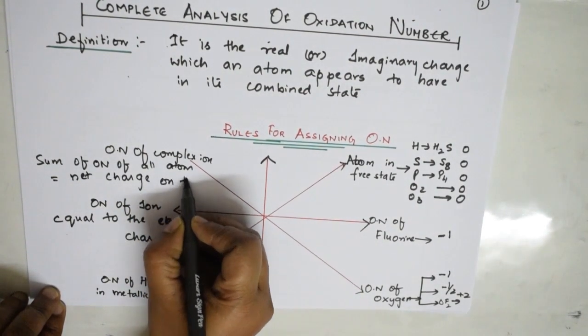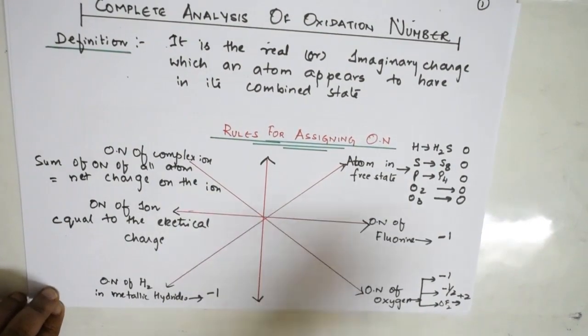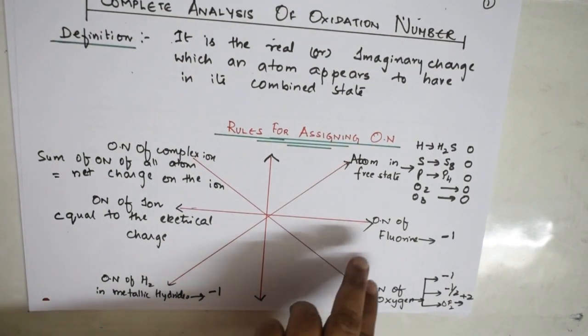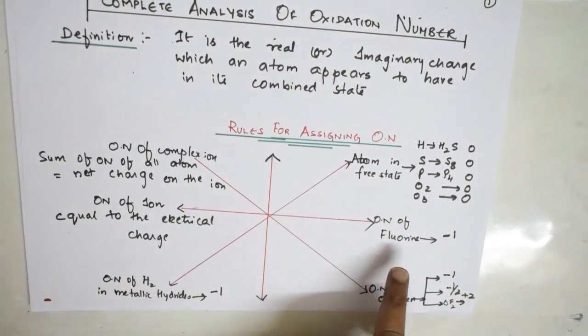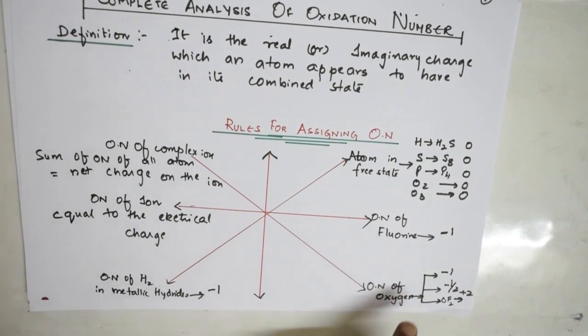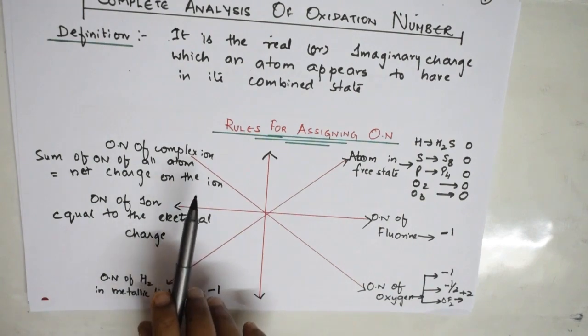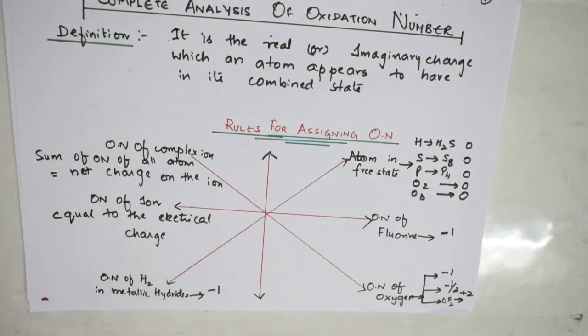Ma'am, I didn't understand this. What is this? We will see it in the next page with a little bit of examples. So first you note the rules. Here I have given the example for the free state, the example for fluorine, and the oxidation numbers of oxygen in peroxides, superoxides, and oxygen fluoride. In metallic hydrides, what is the oxidation number? Again here for the ions and complex ions. Let us apply all these.